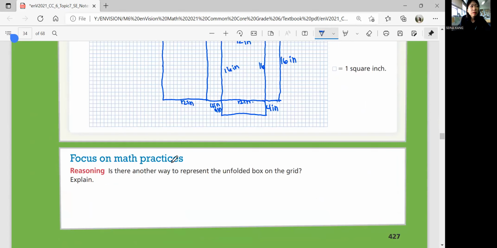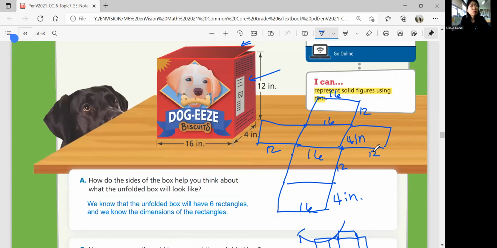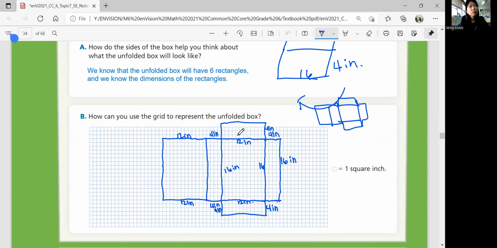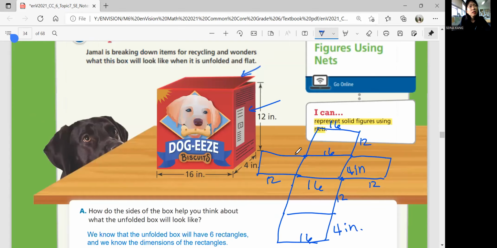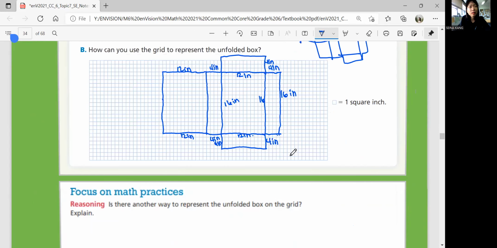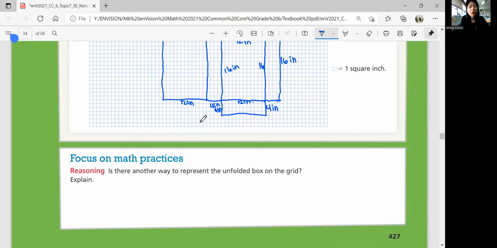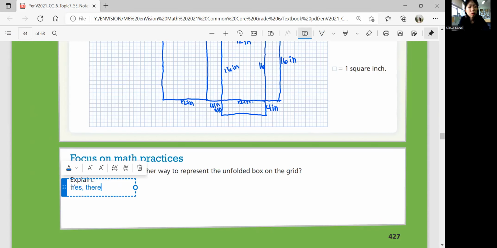And now let's look at focus on math practices. Is there another way to represent the unfolded box on the grid? Explain. Yeah, we already put another way here. You can attach the 4 sides on the base and attach the top base with one of these bigger rectangles. So as long as they're attached correctly and they have 6 sides attached correctly, then yes, there are many ways. There are many possible nets for the box. So these are called nets.